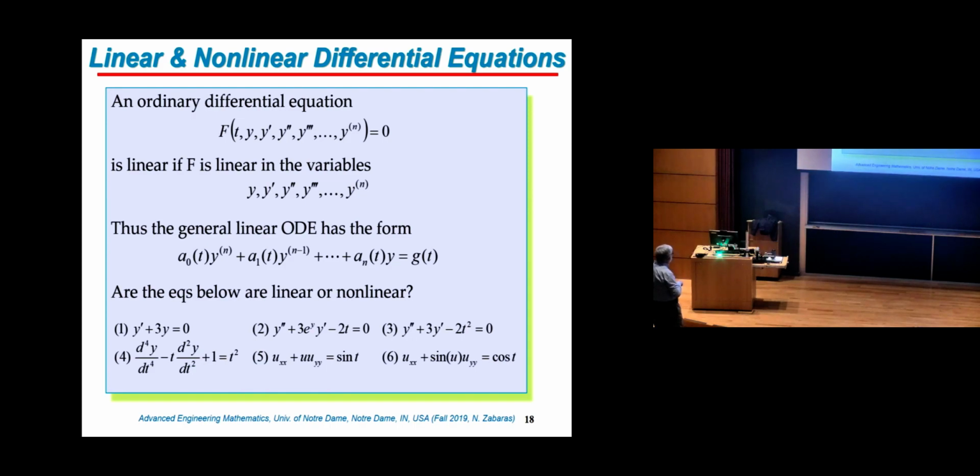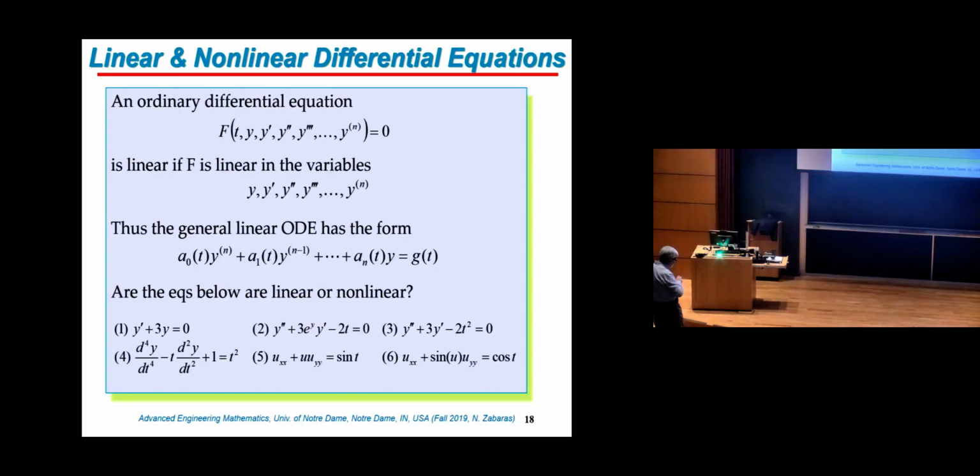How about this equation here? Linear or nonlinear? What is this equation? Linear, because the coefficients are only functions of time, okay? And for example, in equation 2, you have e to the y times y prime, so that's a nonlinear equation.